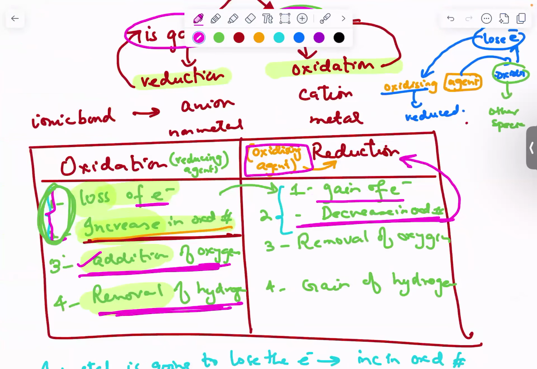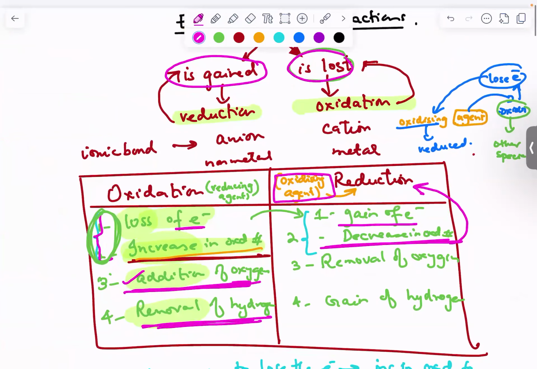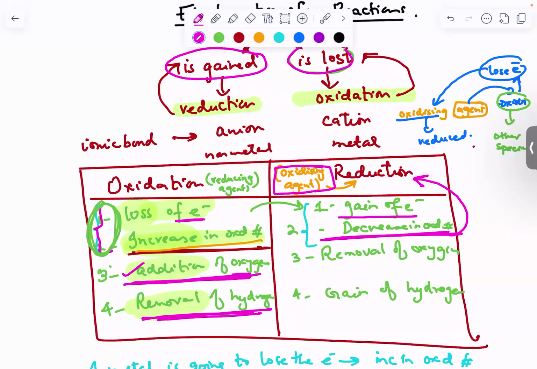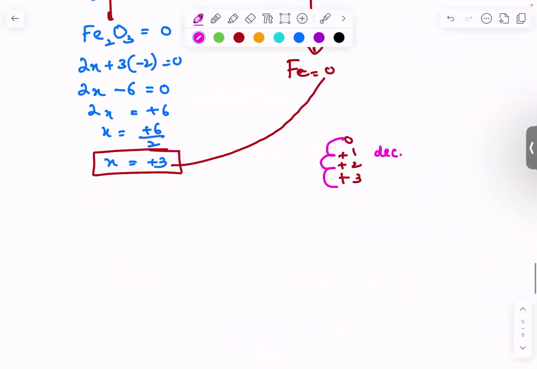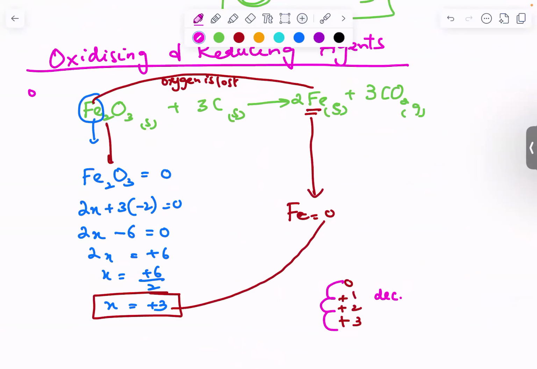What is bothering you? Tell me, I will explain. So Fe2O3 would be the oxidizing agent. Yes, good. So I will write that it is an oxidizing agent. Now, what is the other thing left?